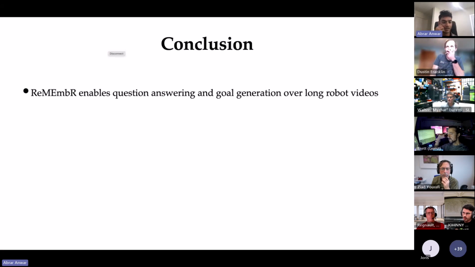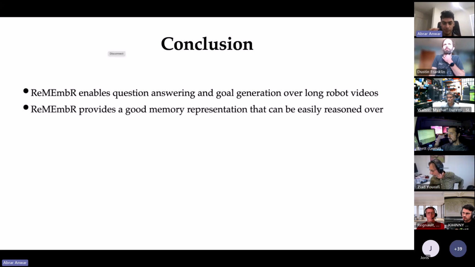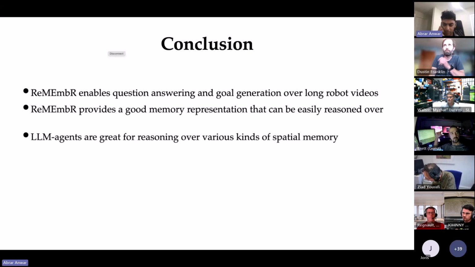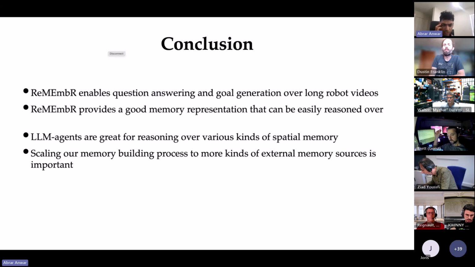So remember enables good question answering and goal generation over these long robot videos. And it's a pretty good memory representation that we can easily reason over. And these kinds of LLM agents we're using during the querying phase are good for reasoning over various kinds of spatial memory. But I think what's interesting is scaling our memory building process to other kinds of external memory sources. I think that is what the next steps of something like this could look like.